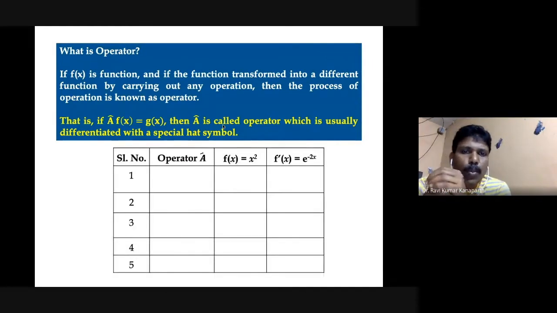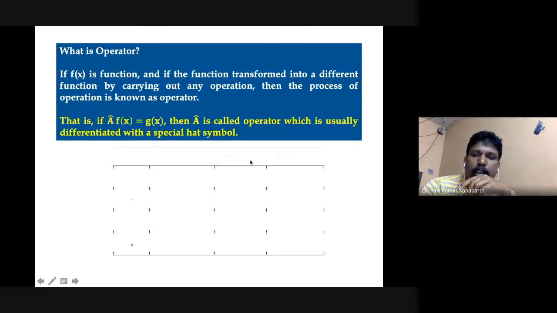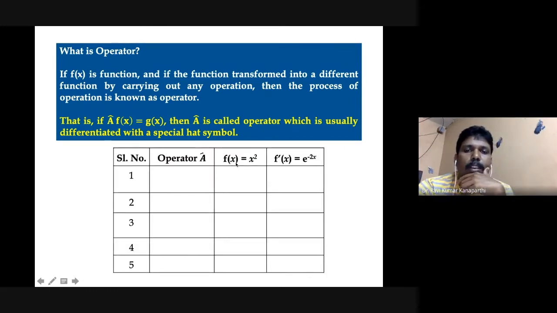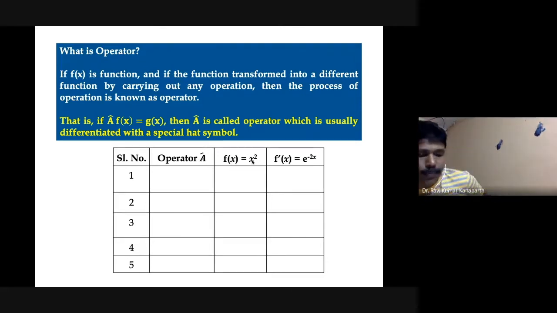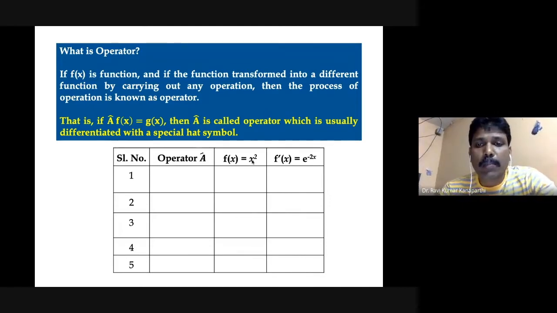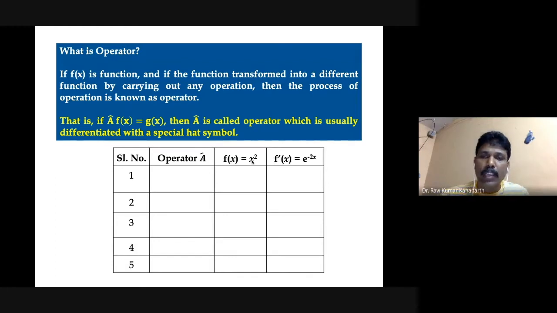So let me show you what exactly the operators are. What are the operators that we come across? I am considering two functions. F of x is equal to x squared. I told you wave functions or state functions in quantum mechanics are nothing but mathematical functions, so I'm just taking two mathematical functions. One is x squared, the other is e raised to minus 2x.